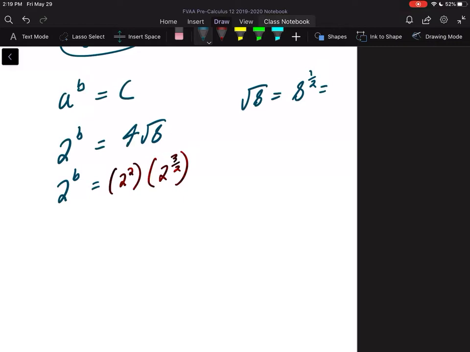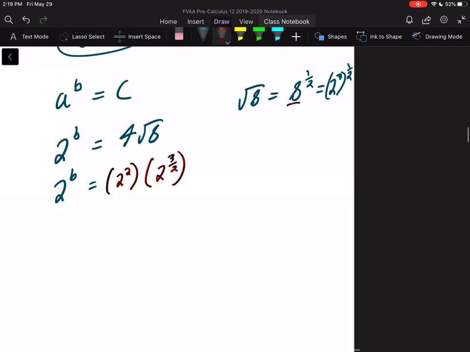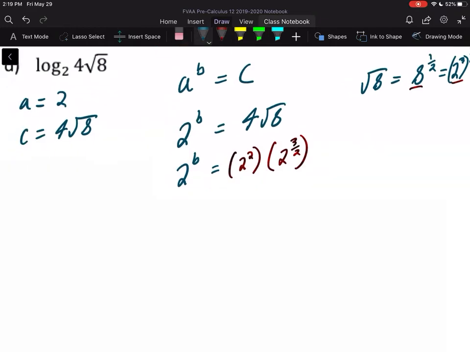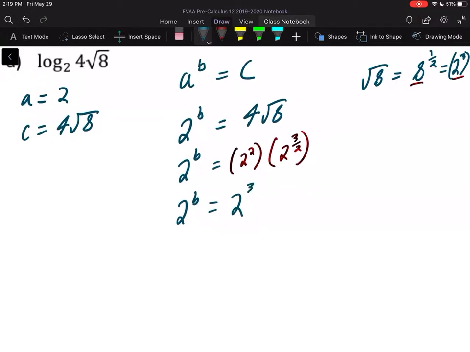Then 8 to the 1/2, I substituted 2 to the 3 to the 1/2. 2 to the 3 I substituted in the place of 8. And then I multiplied 3 times 1/2, which gives me what I got here. Then it's a power of a product of powers, so 2 to the b is equal to, and I just add the exponents because they have matching bases, which gives me 2 to the 3.5. So I know that b is equal to 3.5.